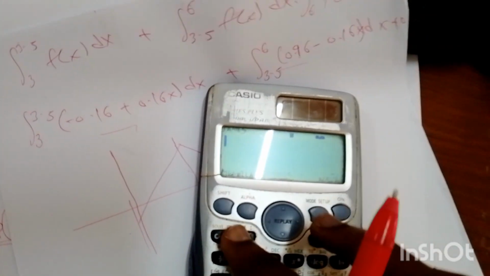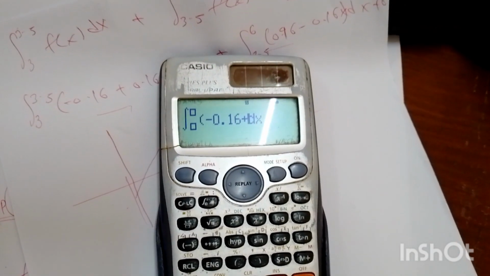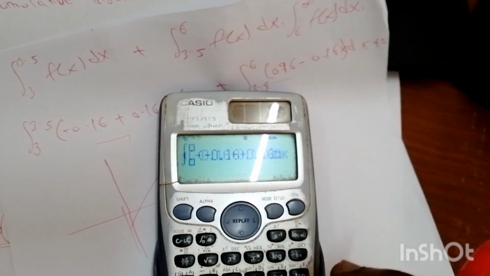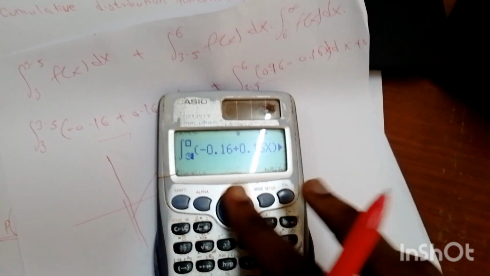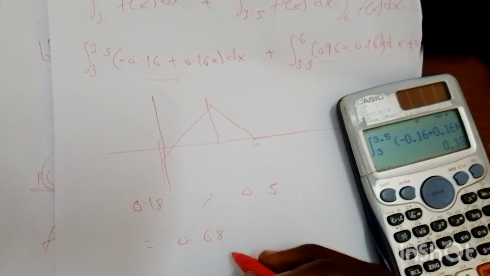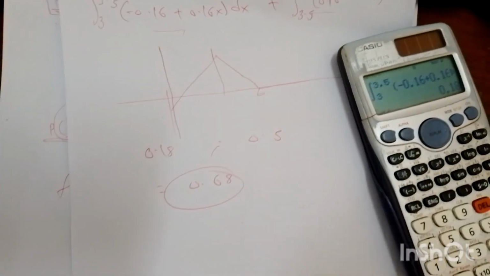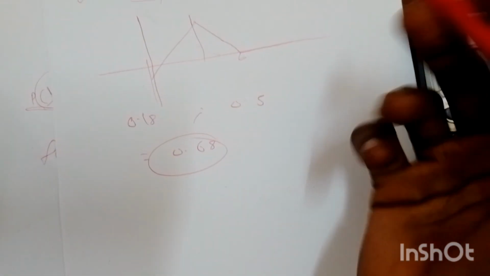So you just have to enter negative 0.16 plus 0.16x, and then from 3 to 3.5. Then you can solve this and put down your answer. So this will be 0.18. Then you solve the next one and put down your answer. If you actually do it, you get 0.5. So when you add them, you get your 0.68. So this is the probability that it will survive over 3 years, which means that there's a high probability that it will survive over 3 years.